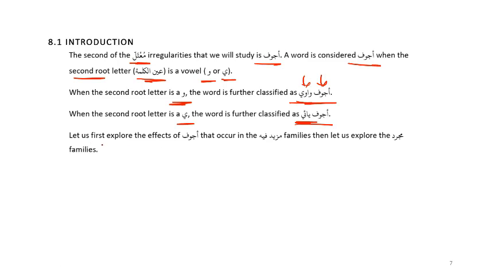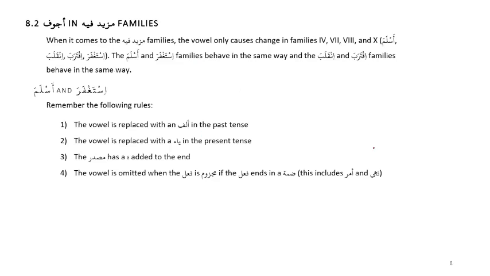Let us first explore the effect of ajwaf that occurs in mazid fi, and then we will look at mujarrad, salati mujarrad after that. So ajwaf in mazid fi. When it comes to mazid fi families, the vowel only causes change in these families: 4, 7, 8, and 10. And as part of this exercise in these classes, we also get to revise our babs, or as the textbook refers to them, as families.